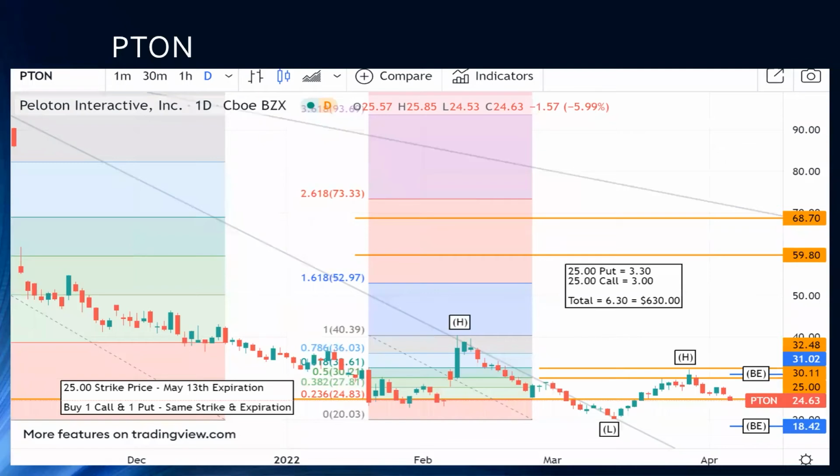So you may own the stock, but it's just going to continue to erode in value. The good thing with this is where your risk is at. Your risk is $630 for this position here.